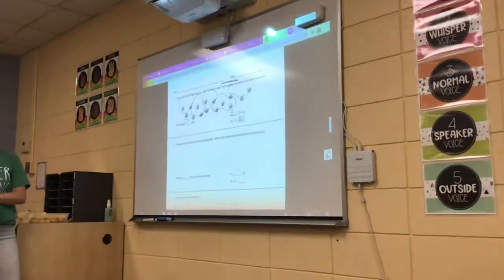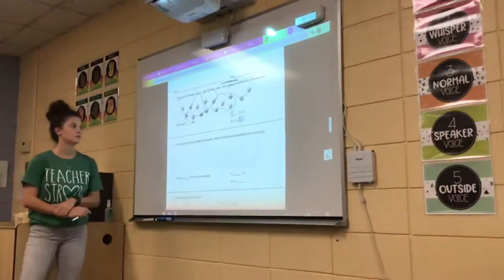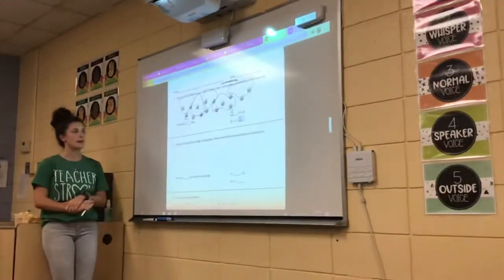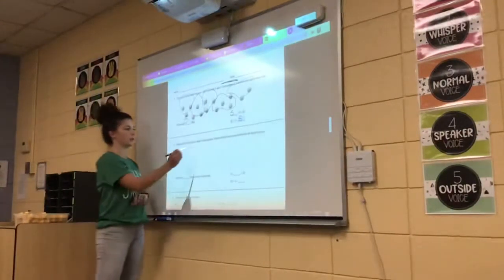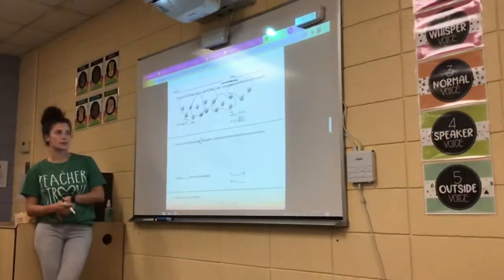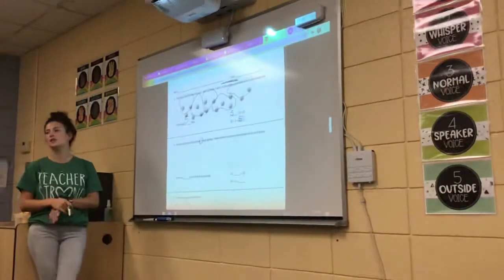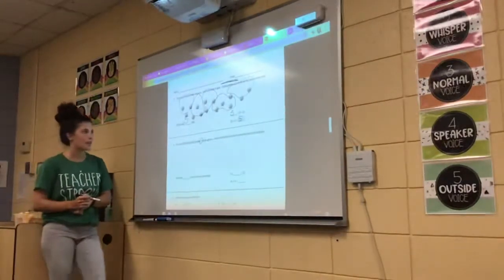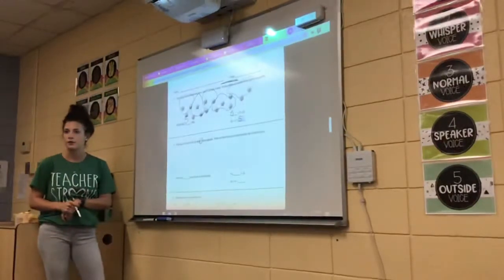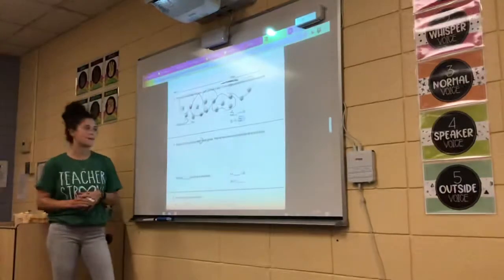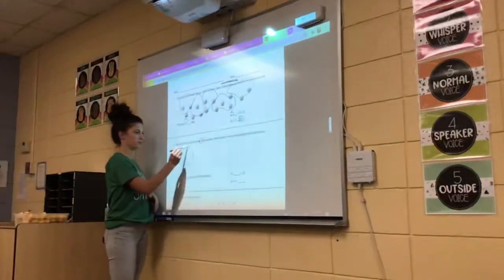Okay, let's go on to number 2. Rick uses 15 tennis balls to make 5 equal groups. Draw to show how many tennis balls are in each group. What's our first step? Draw the groups. Good job, Peyton. How many groups does he make? 5. So draw 5 groups.